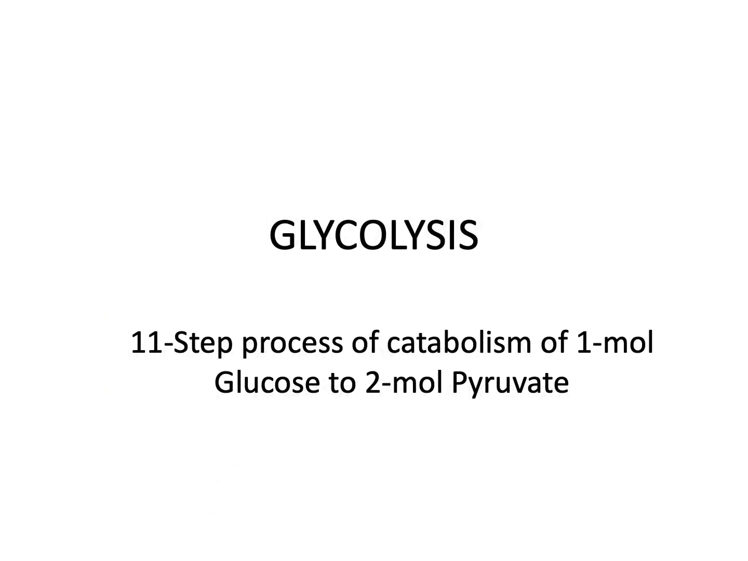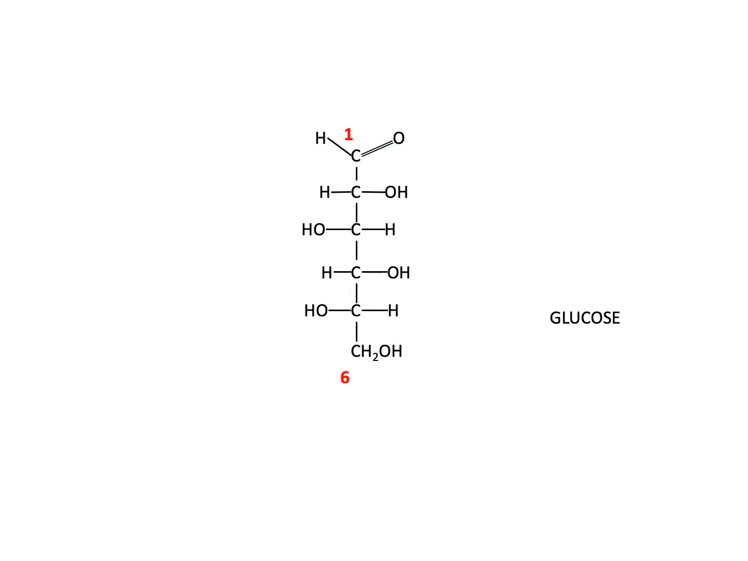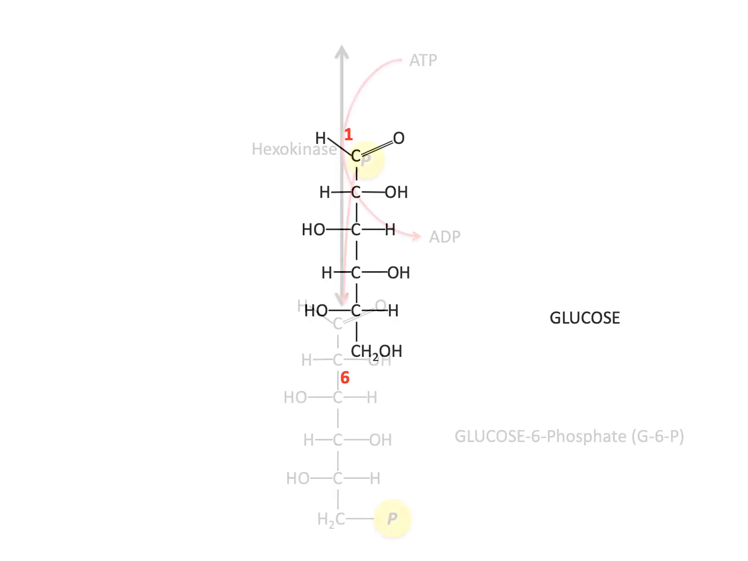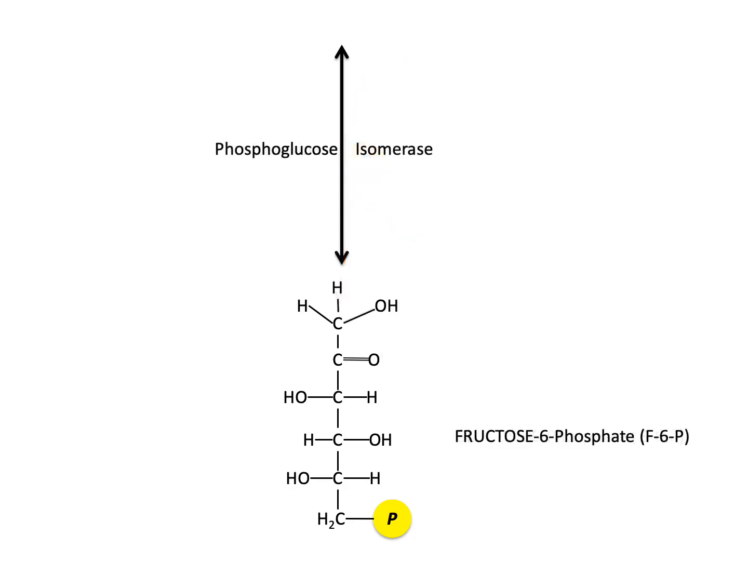So we start with glucose, and from glucose we're going to form 2 moles of pyruvate. So notice I have labeled the first carbon and the 6th carbon in the glucose chain. So glucose comes in, interacts with hexokinase, stripping a phosphate from ATP and sticking it onto the 6th carbon, forming glucose 6-phosphate or G6P. G6P undergoes isomerization, forming fructose 6-phosphate.